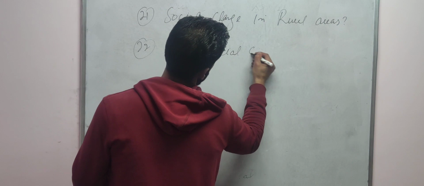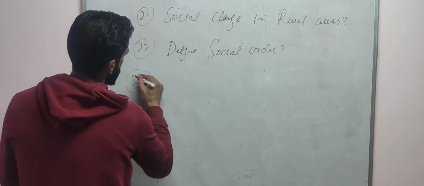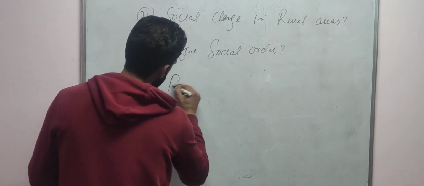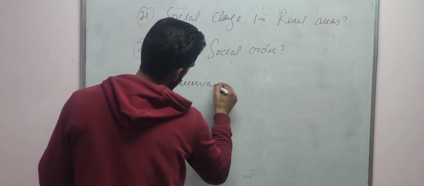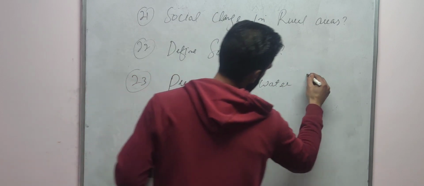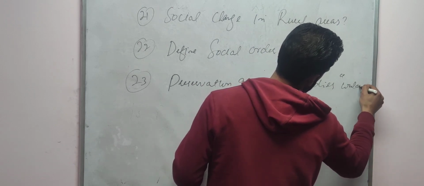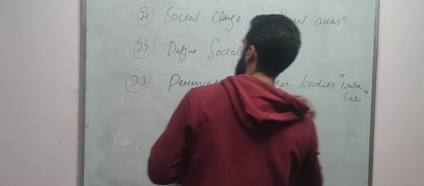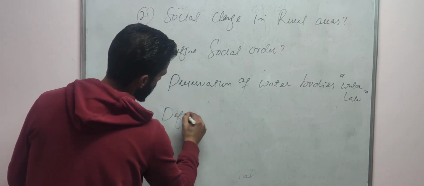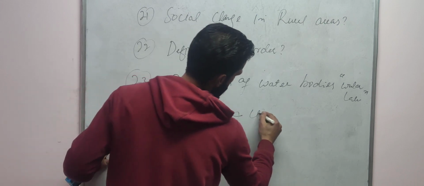Social order. And then we have questions like this. 23rd, that is preservation of water bodies, especially Bulla Lake. Then we have deforestation and its impact. What is deforestation and its impact.